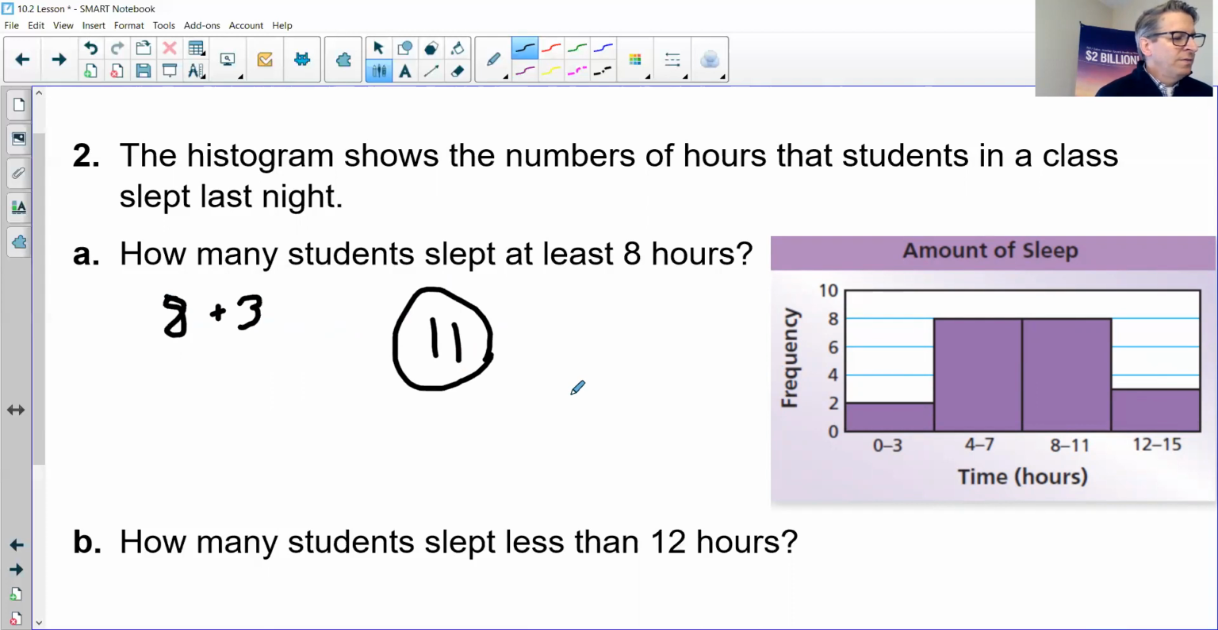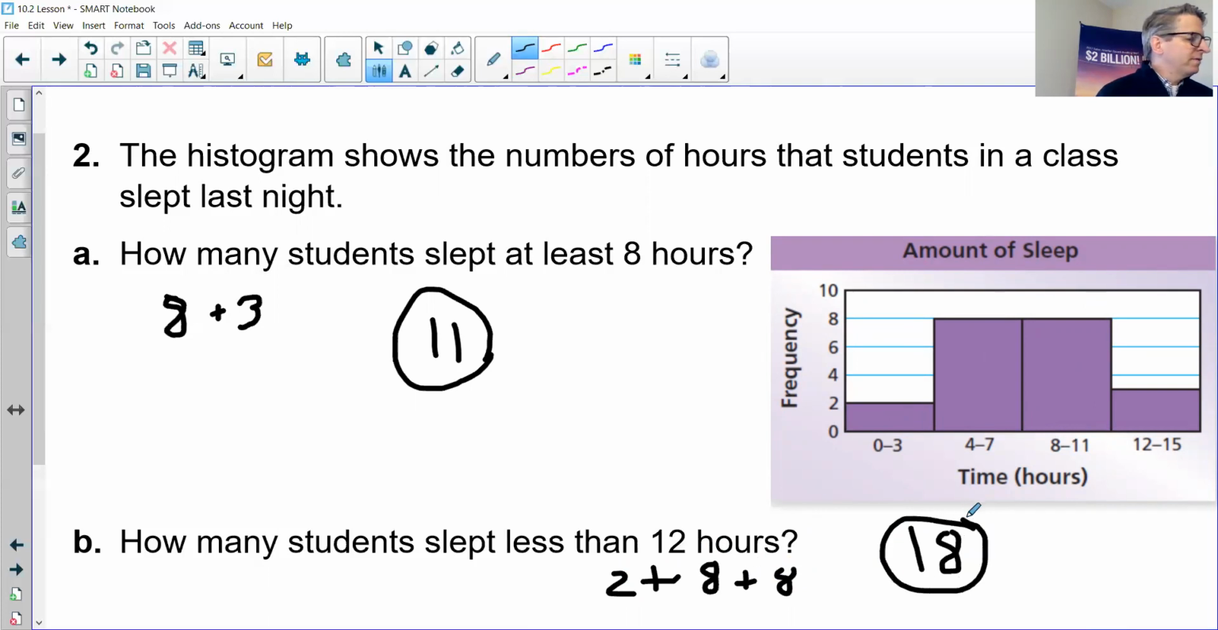On your own, number 2, letter B. How many students slept less than 12 hours? Okay, so we're looking at the groups 0 to 3, 4 to 7, and 8 to 11. If we add this 2 plus 4 to 7, which is 8, that is 10. And we're going to add this 8 to 11, which is another 8. So we're going to have 18 students that slept less than 12 hours. Got to get your sleep.